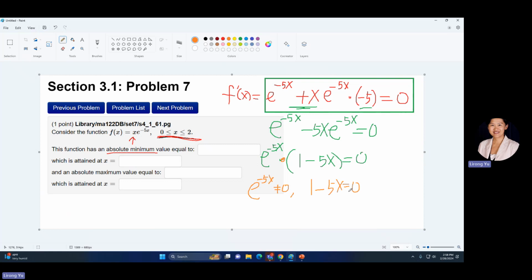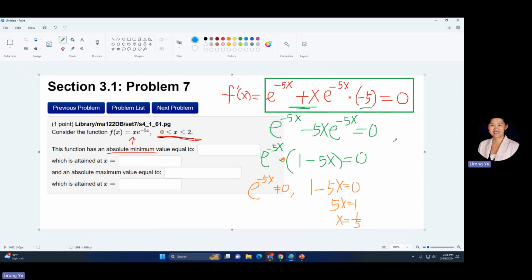So the only zero has to be the 1 minus 5x, and that will be 5x equal to 1, and then x equals 1 over 5. So we find out there's only one critical point, x equals 1 over 5. Okay, so that's our critical point.